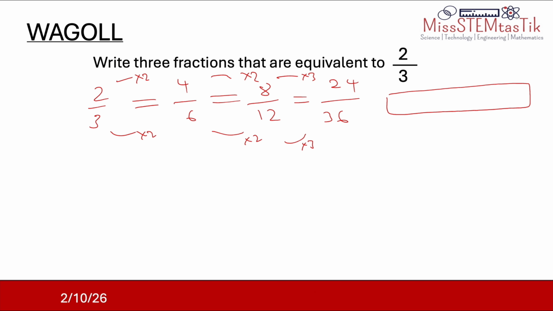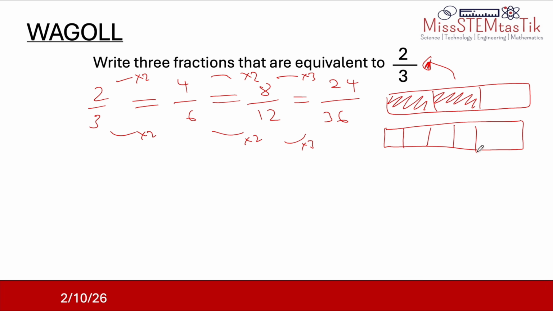Now, if we just look at this visually, 2 thirds means that two parts are shaded out of 3, and that represents the original fraction. If I draw the same size model again, and this time split it into 6 equal parts, and 4 of them are shaded, that's what 4 out of 6 means. And you can see that the same amount is shaded from both models. So they both are 2 thirds or 4 sixths.